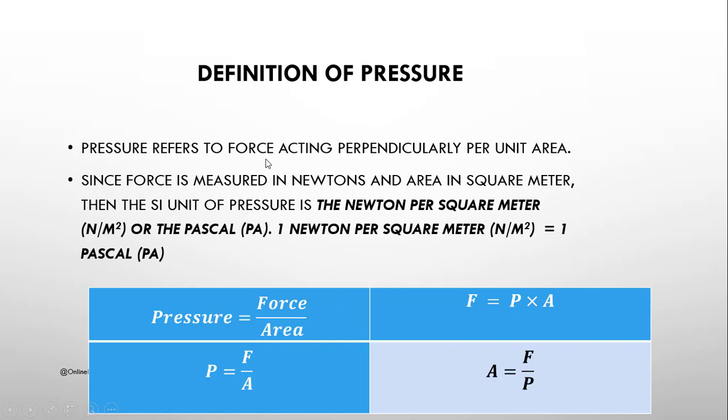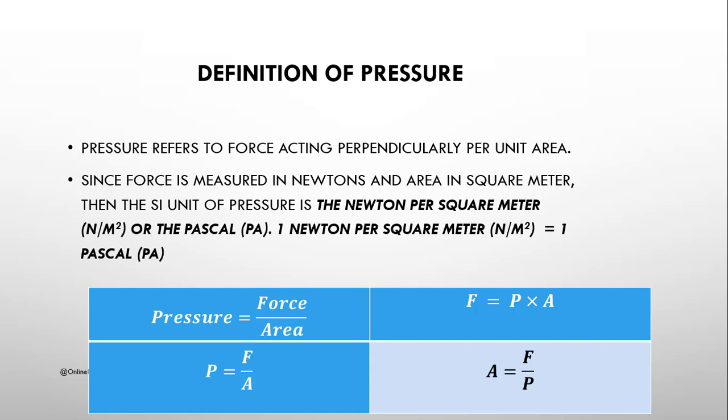Therefore, from this, we can easily determine the SI units of pressure. We can determine the SI units of pressure as the Newton per square meter, and you can see how it is abbreviated at this point, or it is the Pascal. As well, we can say that 1 Pascal is equivalent to 1 Newton per square meter. So somebody can give the SI unit of pressure as Newton per square meter or Pascal.